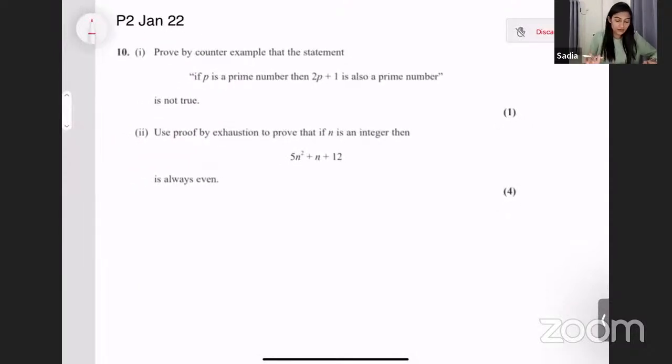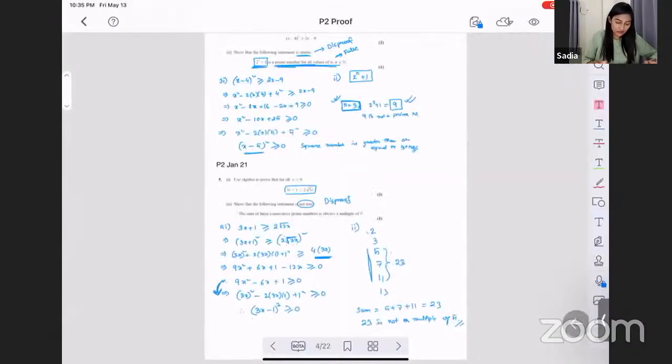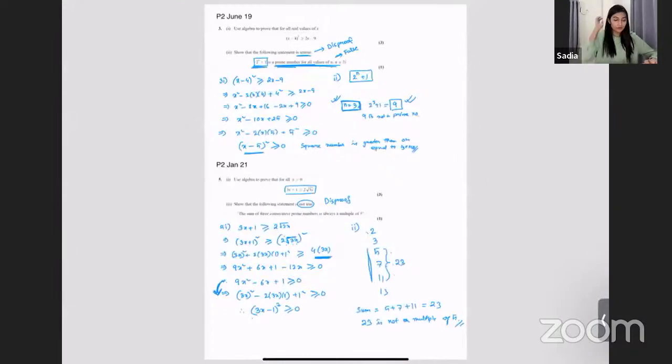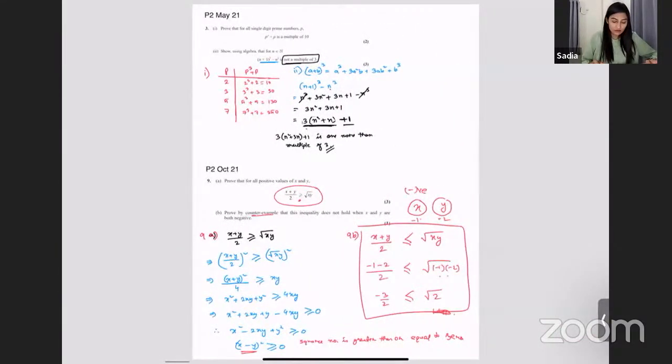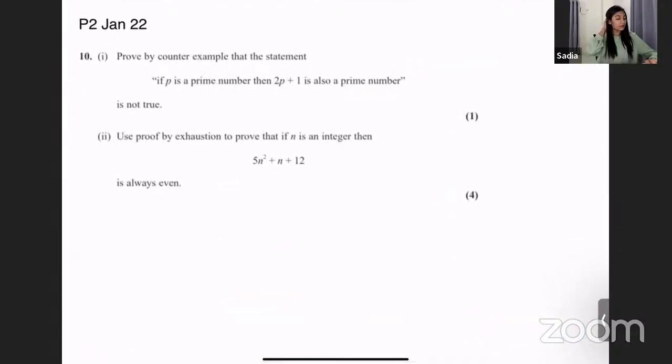Okay, P2 Jan 22. Oh, we are at the last paper. That was fast. So I just covered 4 problems, and then this is the last problem. P2 Jan 22.